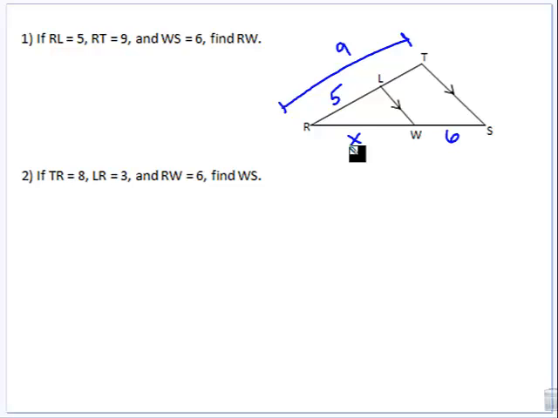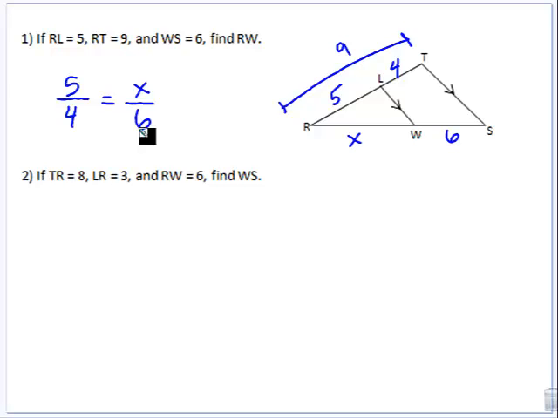Looking at this diagram, what other length do we know? LT is 4. How do we know LT is 4? Yeah, 9 minus 5 is 4. Okay, so what proportion can I set up here to find my RW? 5 over 4. Okay, so 5 over 4 should equal what? Good, x over 6.